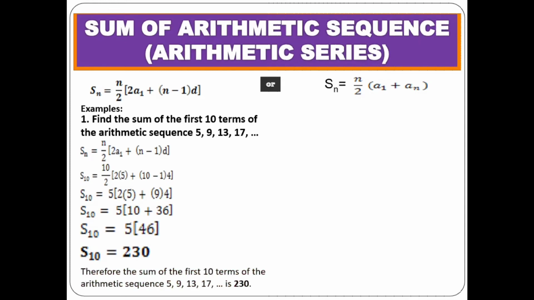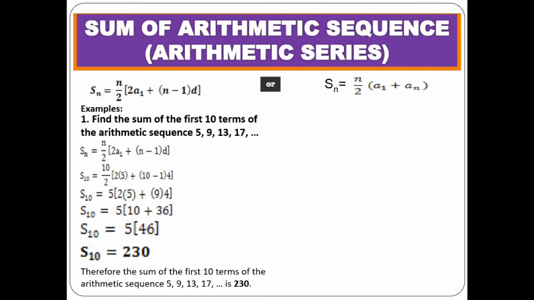So by substitution, we have S of 10 is equal to 10 over 2 times the quantity of 2 times 5 plus the quantity of 10 minus 1 times 4. And 10 over 2 is 5, and 2 times 5 is 10, and 9 times 4 is 36. So 10 plus 36 is 46, and 5 times 46 is 230. Therefore, the sum of the first 10 terms of the arithmetic sequence 5, 9, 13, 17 is 230.